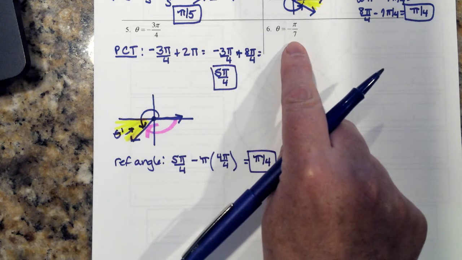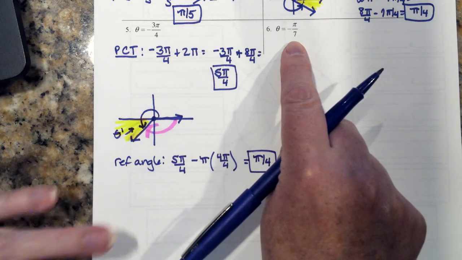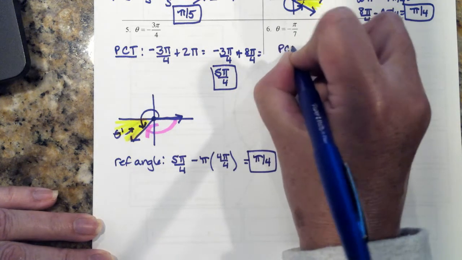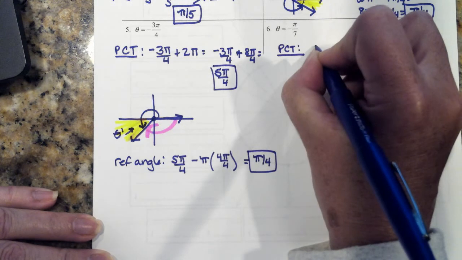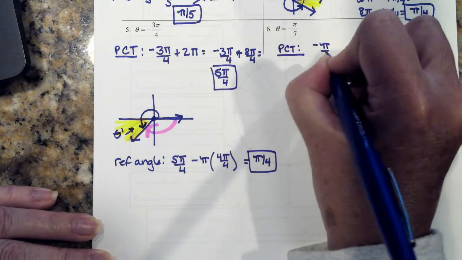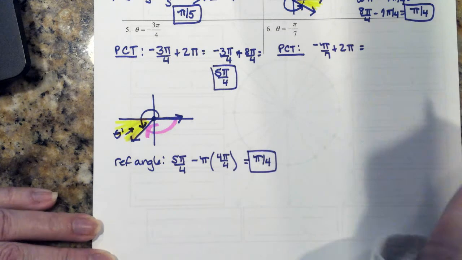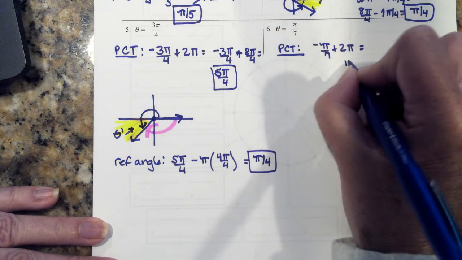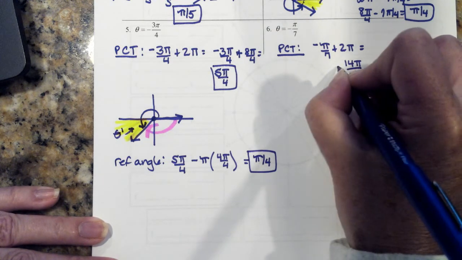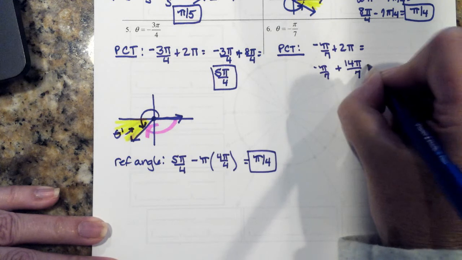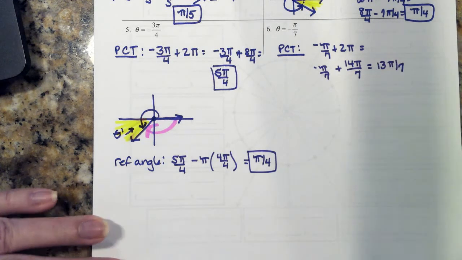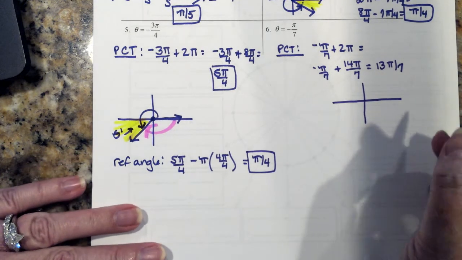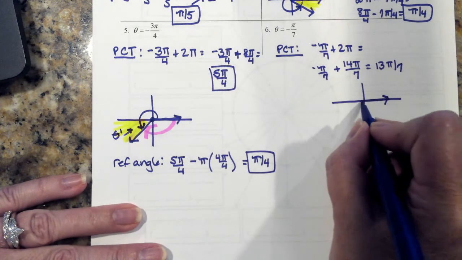Negative pi over 7. I know that negative pi over 7 is indeed not a positive angle between 0 and 2 pi. So to find the positive coterminal angle, I'm simply going to take negative pi over 7 and add 2 pi to it. So negative pi over 7 plus 2 pi, remember 2 pi with a common denominator of 7 is equivalent to 14 pi over 7. That's going to give me 13 pi over 7. So some of you probably have already seen that negative pi over 7 has to have that terminal side down there in quadrant 4.